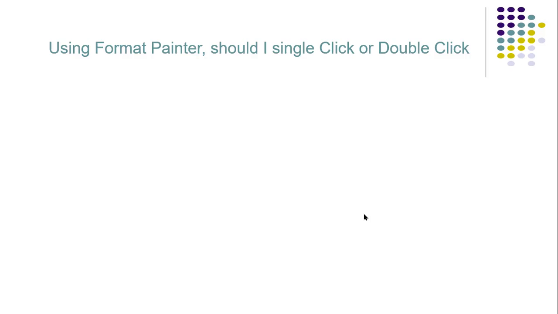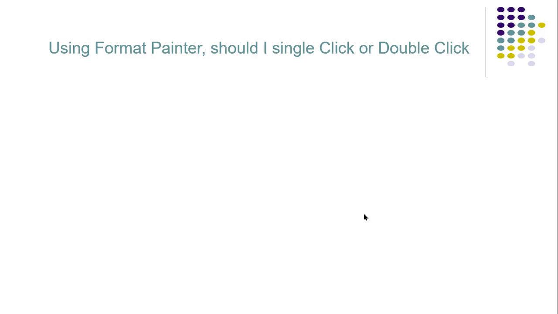Should I single click or should I double click? Now the format painter is a feature that is available across all of your Microsoft Office suite. So it's available across PowerPoint, Word, Excel, even in Outlook. The job of the format painter is to say, right, I've got a piece of text, I've changed the font size and color, and now I need to apply all of that formatting again and again and again to other bits of text.